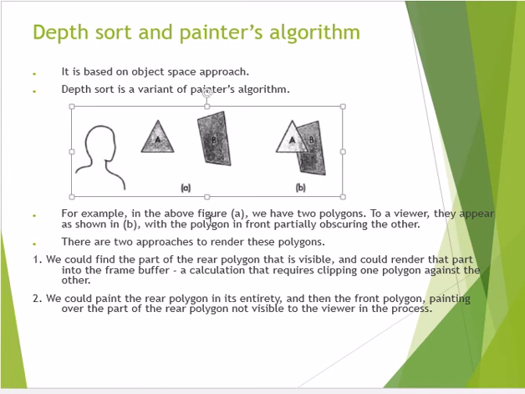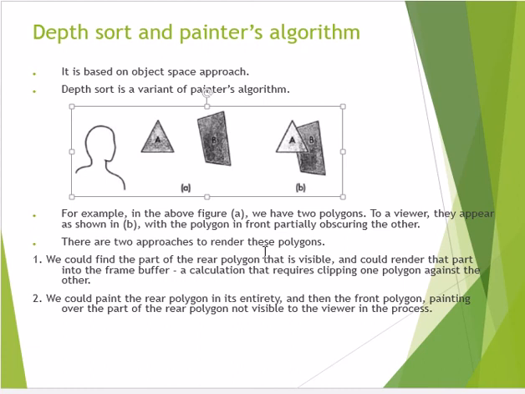For example, in the above figure, we have two polygons A and B. To a viewer, they appear as shown in B, right? If it is appearing in this fashion, it means A is on the top and B is at the back, with the polygon in front partially obscuring the other.